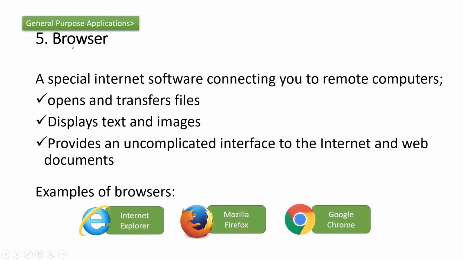Okay, so fifth is the browser. Okay, a special internet software connecting you to remote computer. For example, open and transfer file, display text and image, provide an uncomplicated interface to the internet and web documents. So the example of the browser is the Internet Explorer, Mozilla Firefox, and also the Google Chrome. And rather than this, we have the Safari and so on.